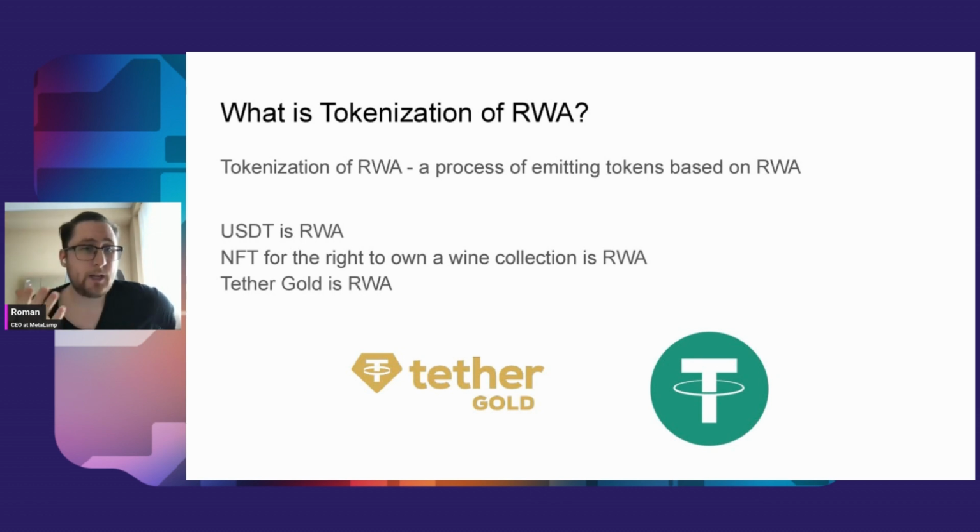So, for example, an NFT backed by a wine collection is tokenized RWA. Why is there an NFT of a wine collection here? That's because I want to tell you a little bit more about real examples, and one of my real examples would be about tokenization of wine collections. I'll tell you more about that a couple of slides further. Another example is Tether Gold. It's the same thing as USDT, but it's backed by real gold, by pieces of gold. So that's tokenized RWA.